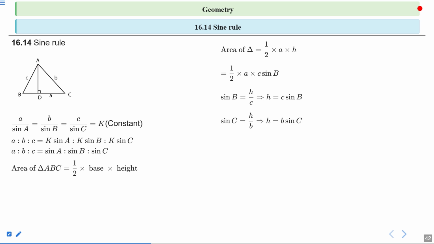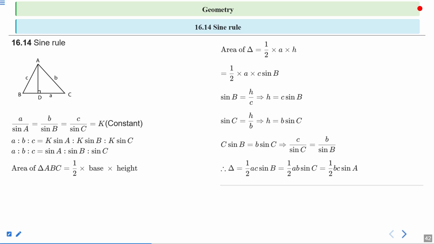So sin C becomes H by B, which equals H, so we can calculate H = B sin C. In the same way, H = C sin B, which equals B sin C. So C upon sin C equals B upon sin B. So we get the triangle's area, which equals 1/2 into A into C sin B, and this is also equal to 1/2 A into B sin C, which is also equal to 1/2 B into C sin A.